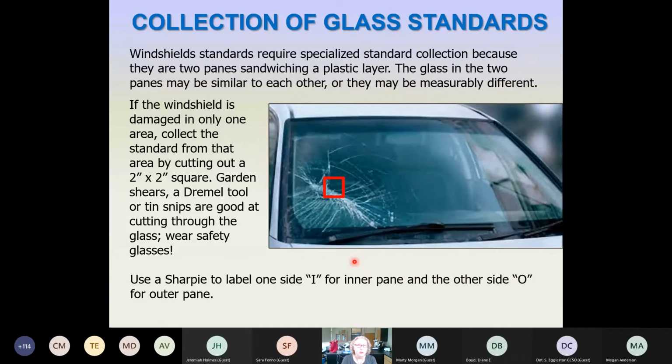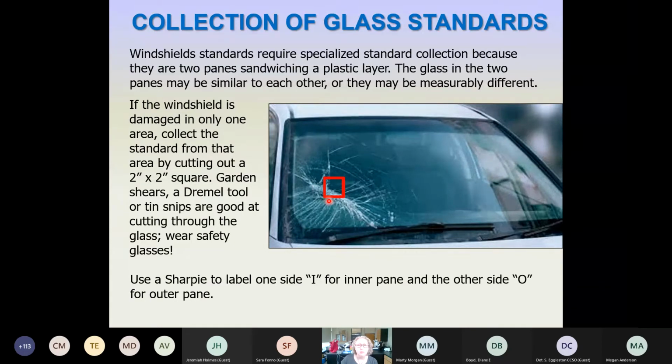As you probably know, a windshield is 2 panes of glass sandwiching a plastic layer for safety purposes. And the glass in those 2 panes could be pretty similar to each other, or they could be different from each other. So what we recommend is if you have just damage to the window in one region, collect a standard just from that one region by cutting out a 2-inch by 2-inch square using a Dremel or garden shears. Put your safety goggles on because it'll make a mess and glass will come flying at your face.